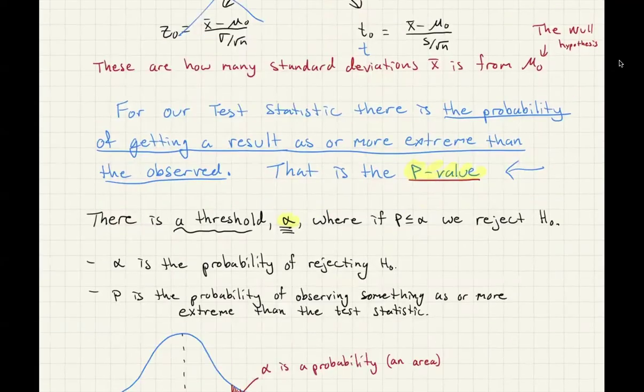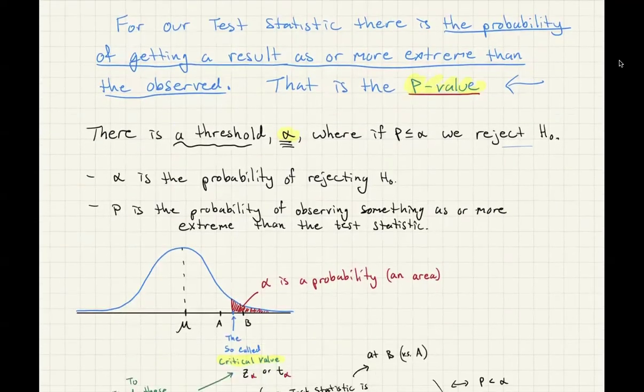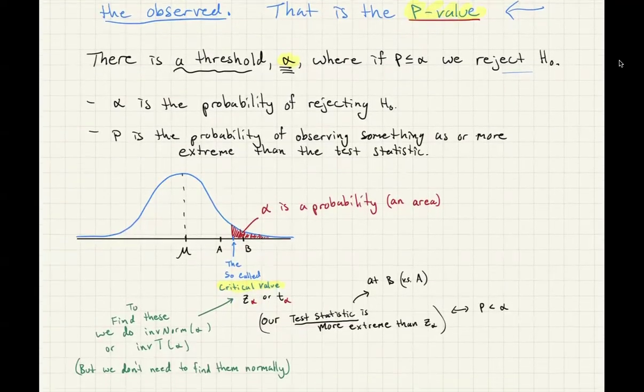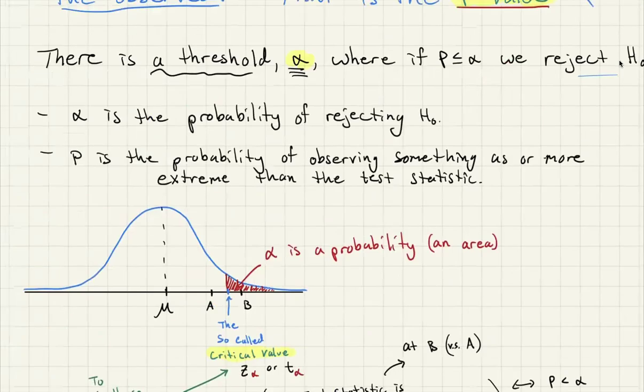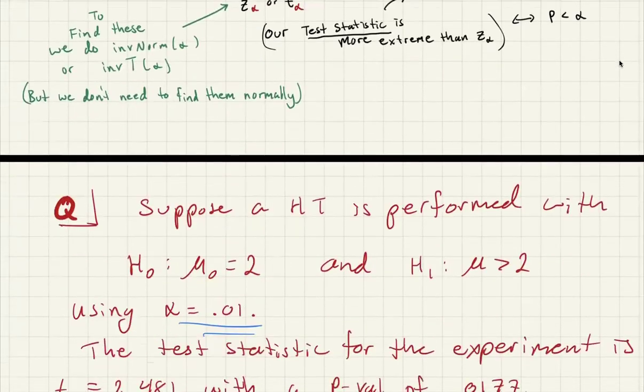And if P is less than alpha, we reject H naught. Alpha is our threshold. So alpha is a probability, it's an area. The critical value is where that area begins, the so-called critical value. So this is just a broad overview of what all has happened.